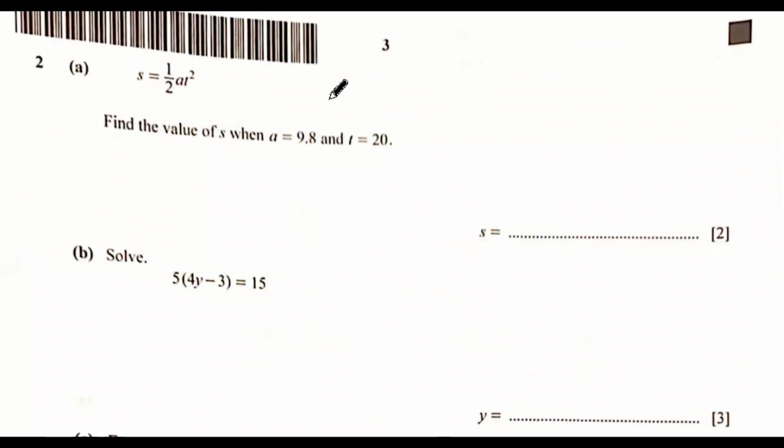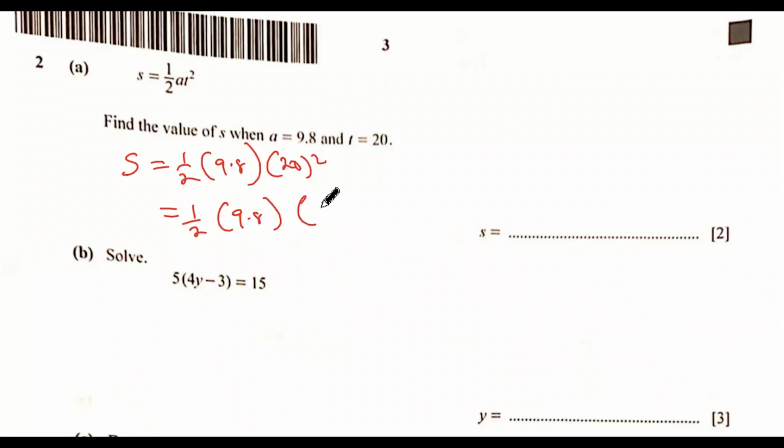So question 2, find the value of s when a equals 9.8 and t equals 20. So let's key in the values. s equals half into bracket 9.8, then into bracket 20 squared. So this will give us a half into 9.8 into 400.